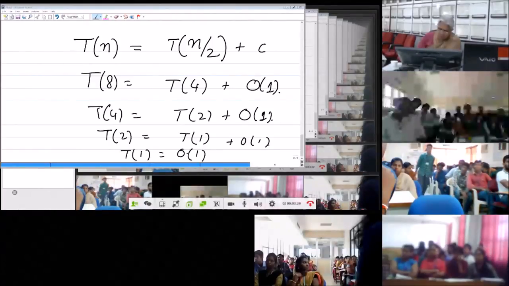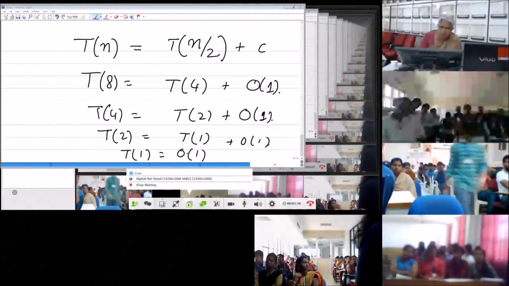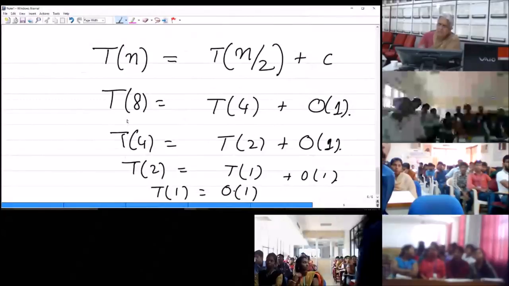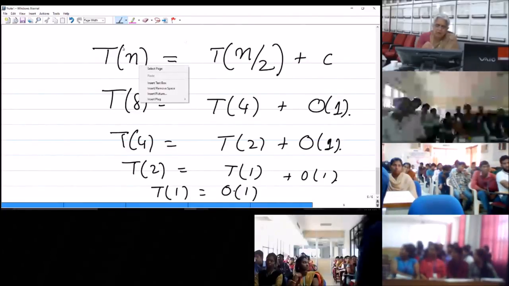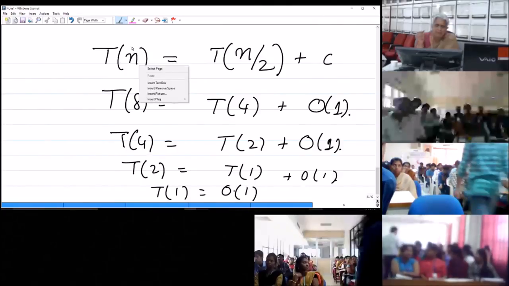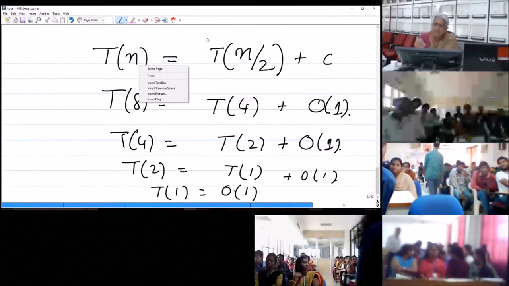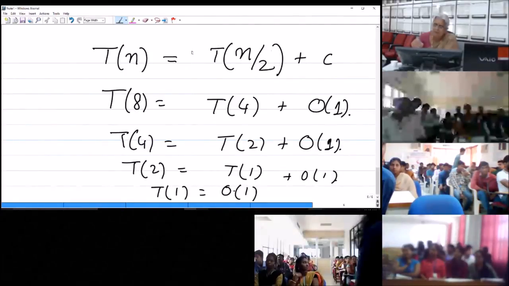This is called a recurrence equation, okay? So the recurrence equation says initially the array size is n, then the cost of computing the time complexity of the algorithm is equal to the cost of computing the time complexity of the algorithm where the array size is divided by 2, because I have made one comparison with the middle element, and the comparison is going to cost you some c. That's the meaning of this.